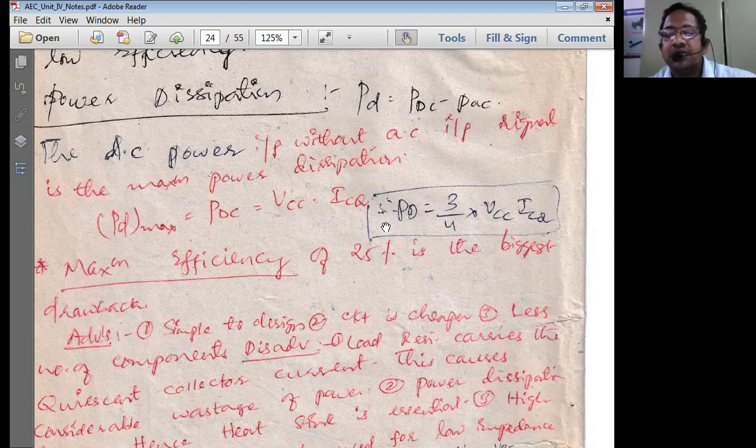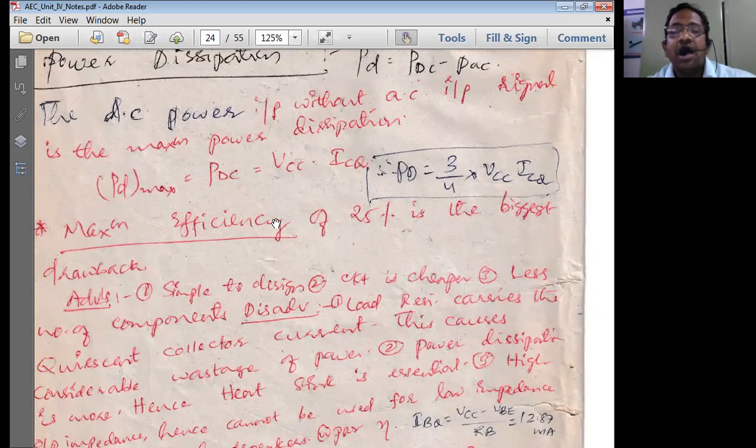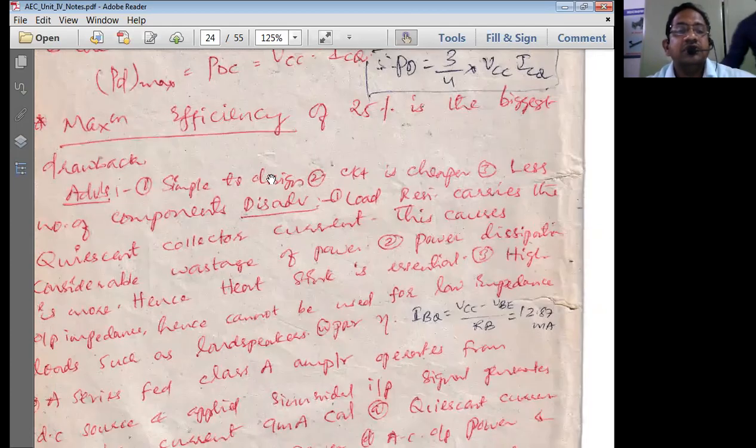These two are the major drawbacks in the case of the class A type of power amplifiers. The DC power input without AC input signal results in the maximum power dissipation. What is that? VCC into ICQ. Usually VCC is a large value, and ICQ is also reasonably large, so power dissipation is going to be maximum. This is the major problem in this particular circuit. That is why I don't prefer this circuit at all.